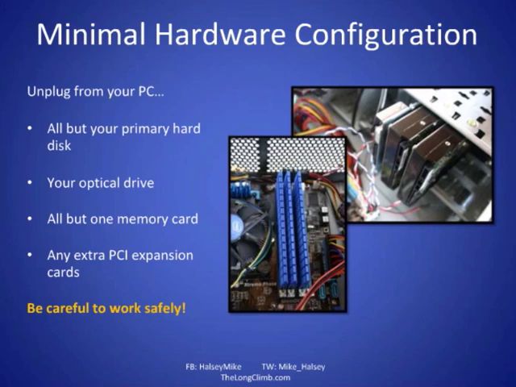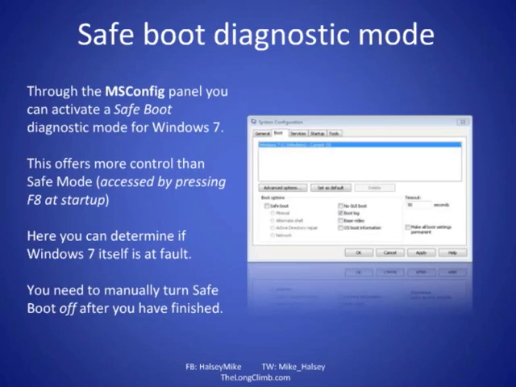The safe boot mode, which I'll just bring up again here for you. You run it through the msconfig panel, type msconfig into the search box in the Windows 7 Start menu, and remember, when you're finished with safe boot mode, you need to go back into msconfig and you need to untick that box and turn it off. And then when you've turned it off, next time you reboot your computer, Windows will start normally.